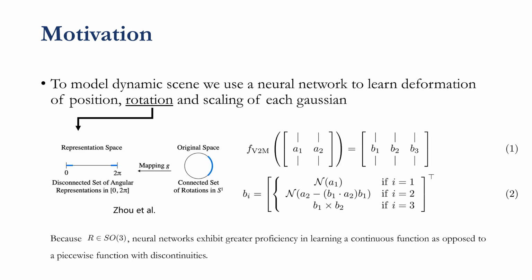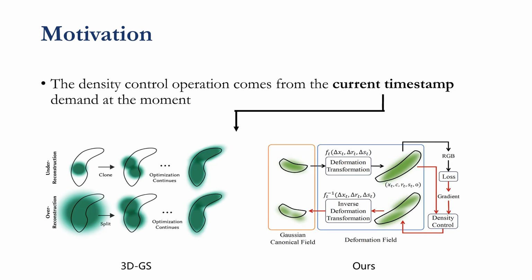To model the dynamic scene, we use a neural network to learn the deformation of position, rotation and scaling of each Gaussian. Because rotation is in SO(3), neural networks exhibit greater proficiency in learning a continuous function, as opposed to a piecewise function with discontinuities. We use a continuous 6D representation proposed by Zhou to model rotation. We also modify the density control, since it comes from the current timestamp demand at the moment.